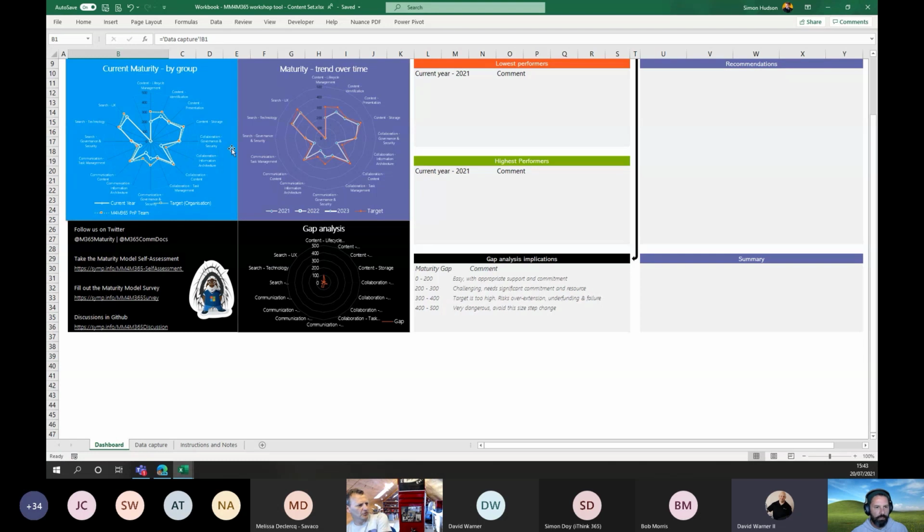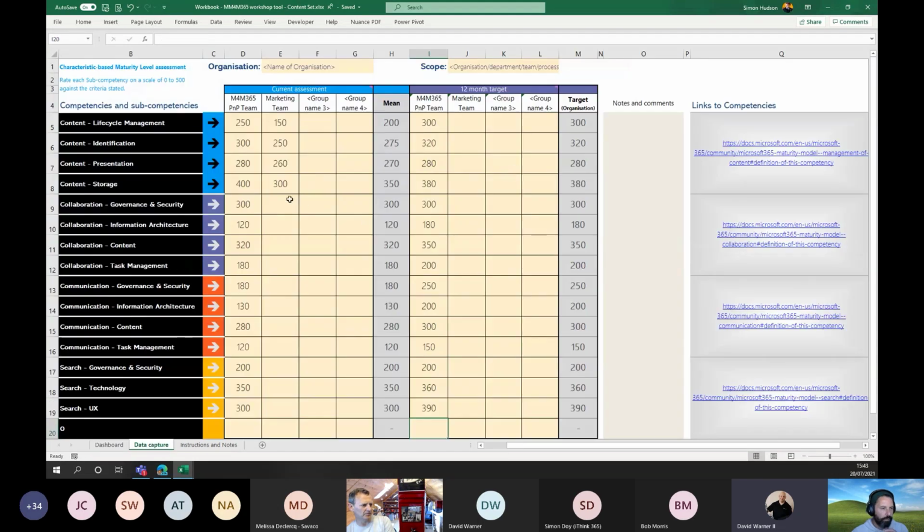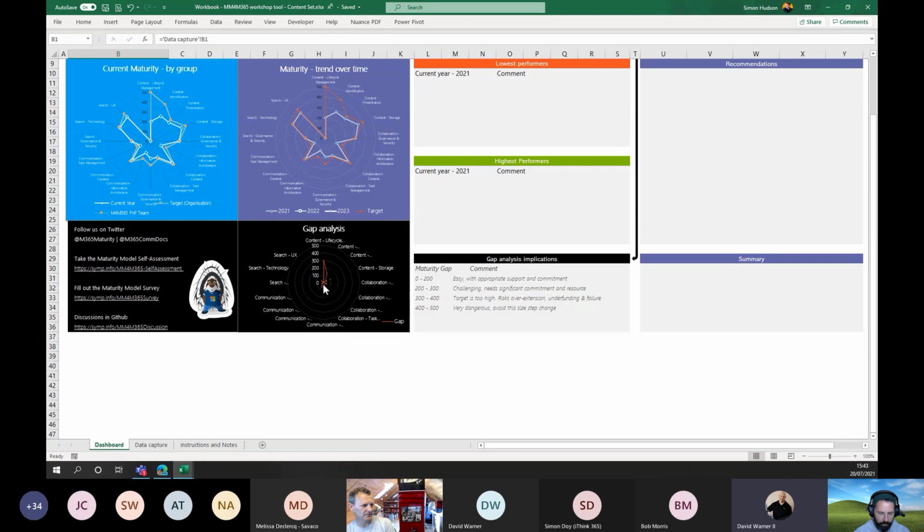I'm also just going to draw your attention to this gap analysis. This one isn't a very exciting gap analysis, but if I just tweak some of these numbers. There is another point, which is where we talked about this 12-month target. So let's just say that we need to make our lifecycle management, our content identification and our presentation skills all considerably better than we are at the moment. Let's just see what that does to our gap analysis.